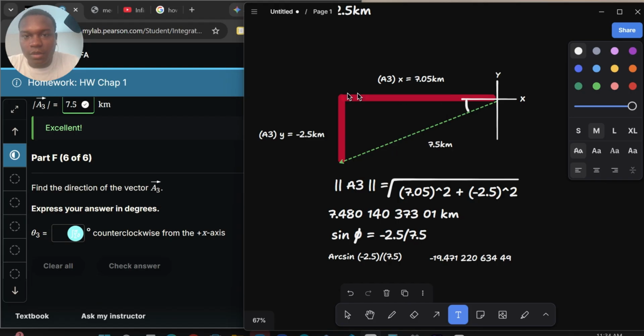Because we're going south from the western x-axis, this would be 180 plus this number. In a calculator, you could just do this number minus 180, and I got 199.47.